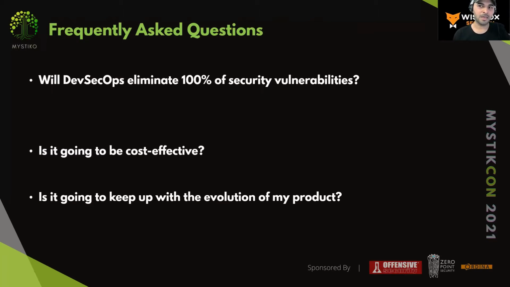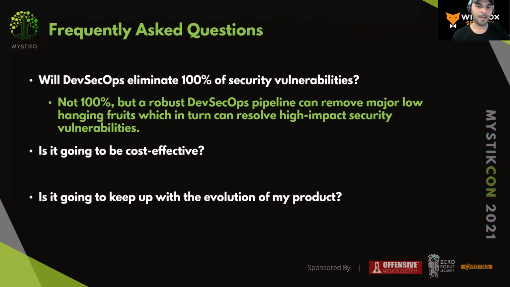The reason being, none of the tooling, even commercial, that is available right now could actually eliminate all the different types of issues that affect our web applications or mobile applications, or whichever application we talk about. So I think the general idea of DevSecOps is to catch as much low-hanging fruit as possible, so that those low-hanging fruits wouldn't form a high severity vulnerability later on in the life cycle of the application.